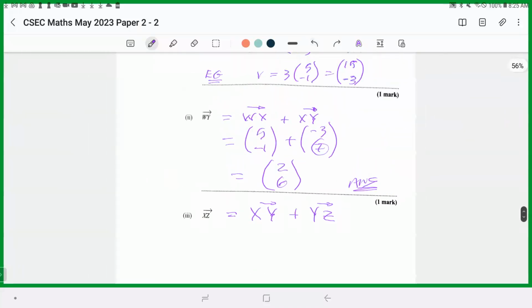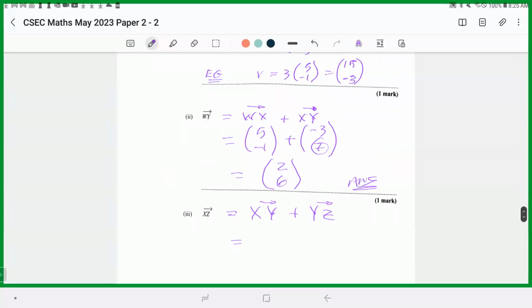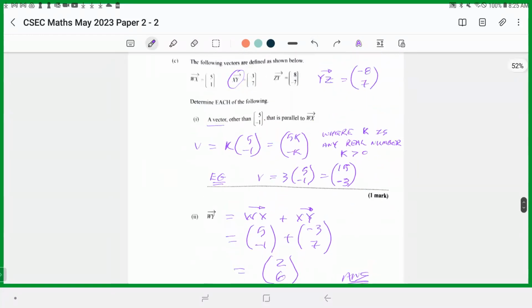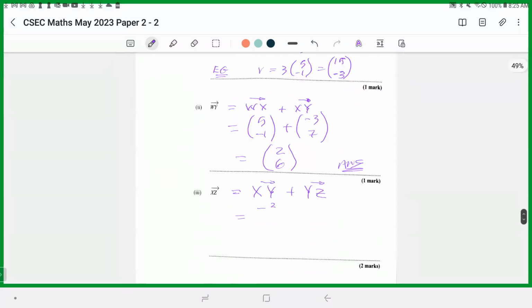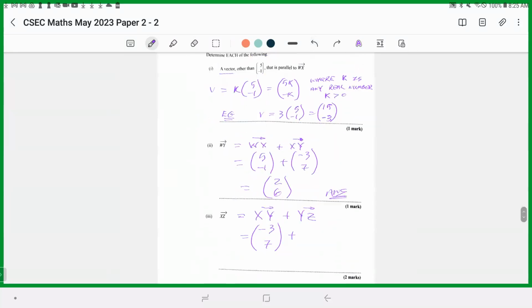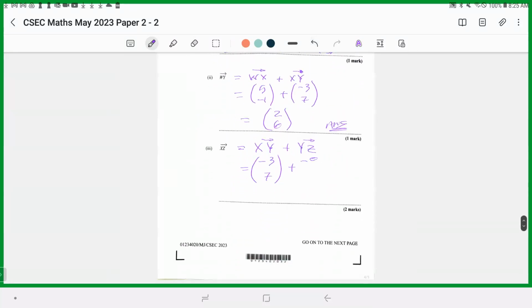Right? So we're using the XY and the YZ. The XY is negative 3, 7 right here. And they're adding the YZ that we formed up here. They give us ZY, but we really needed YZ for this question. Negative 8, 7. So the answer for this is negative 11, 14.